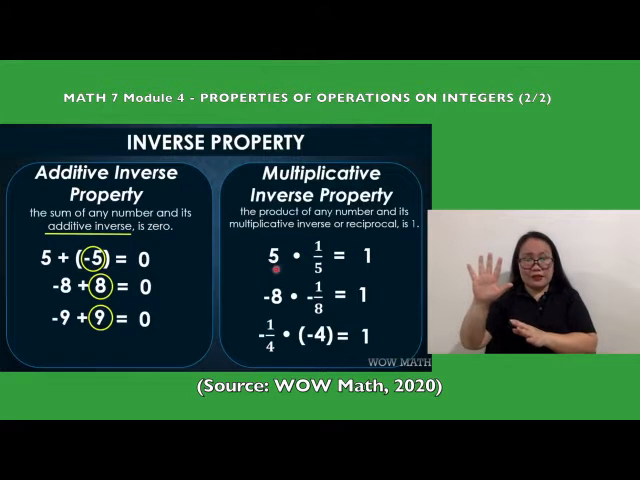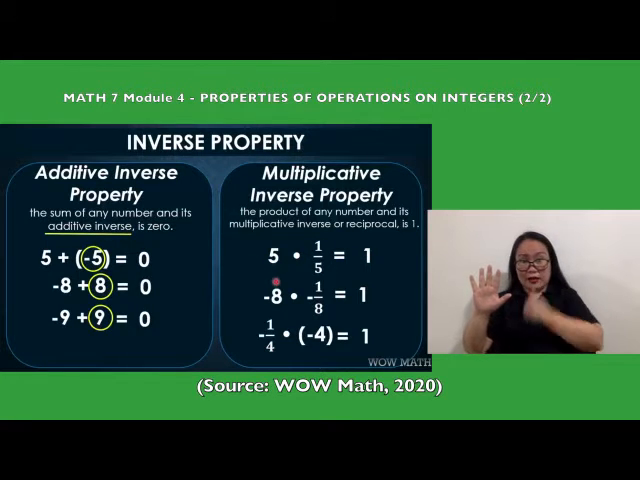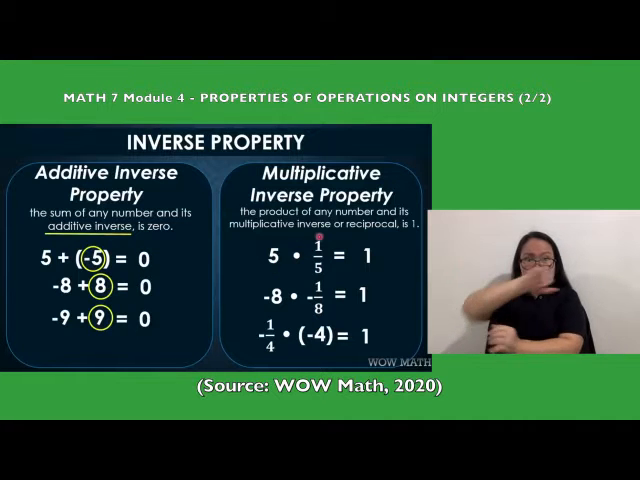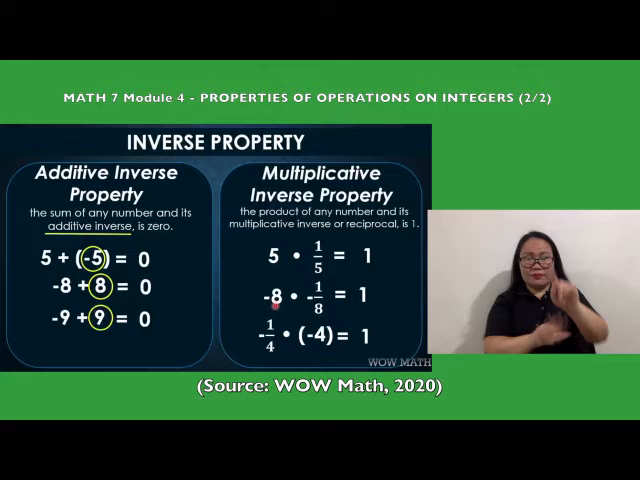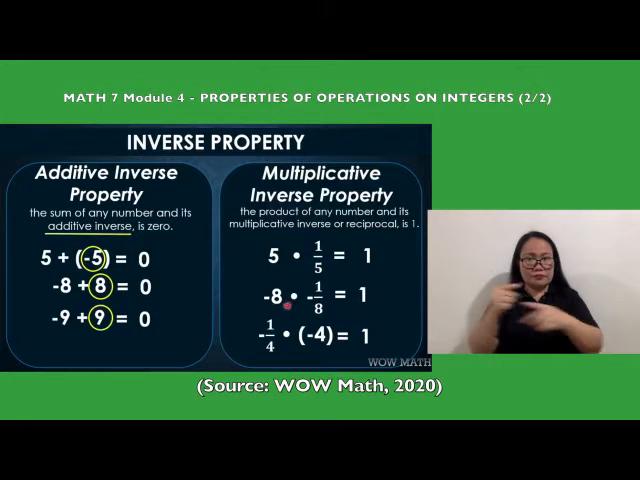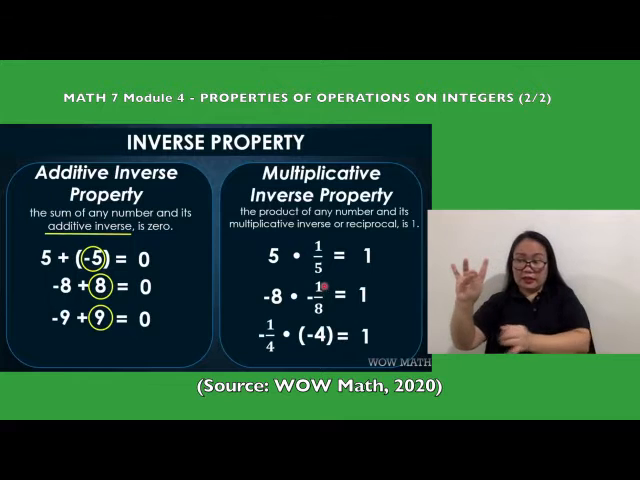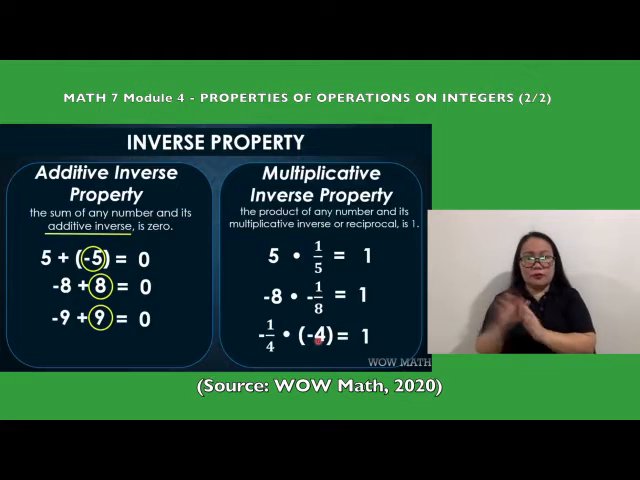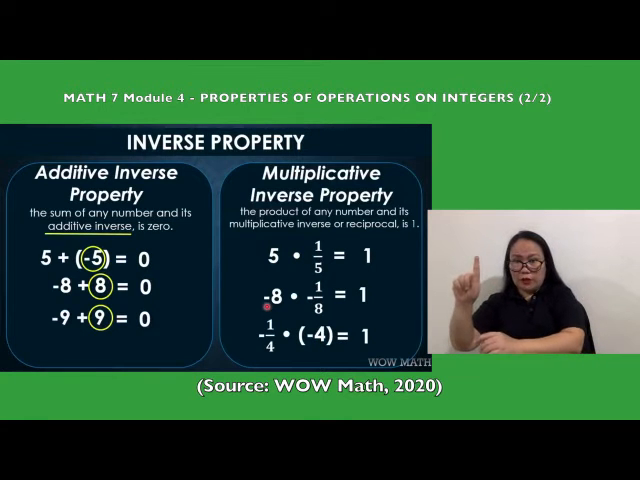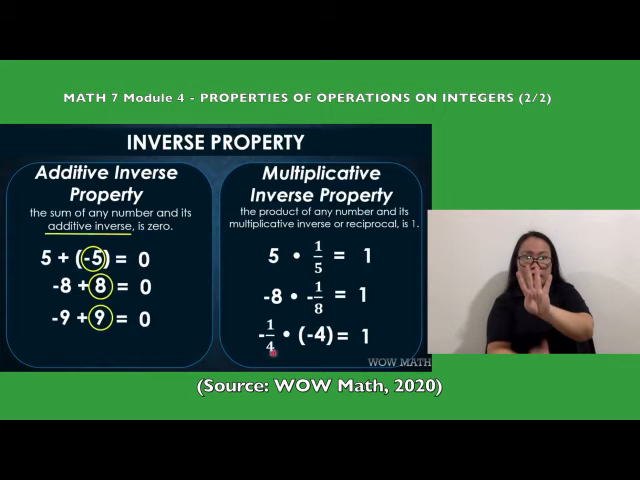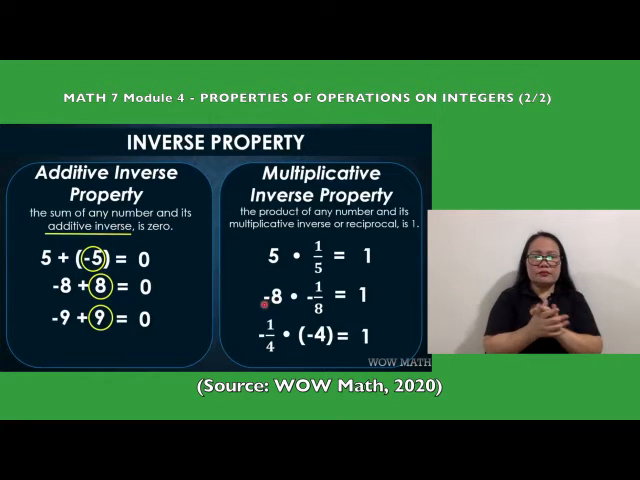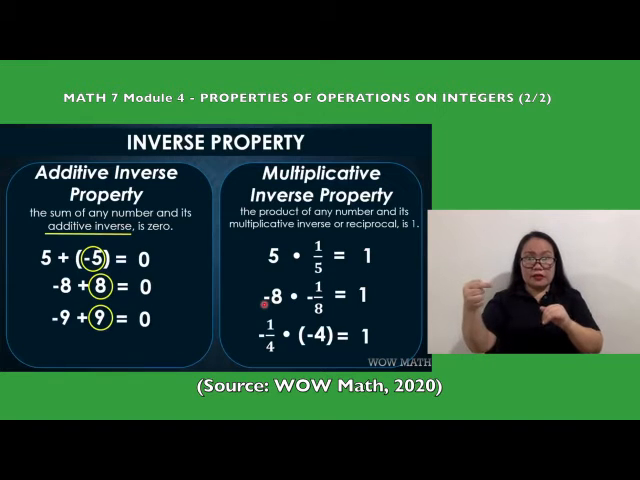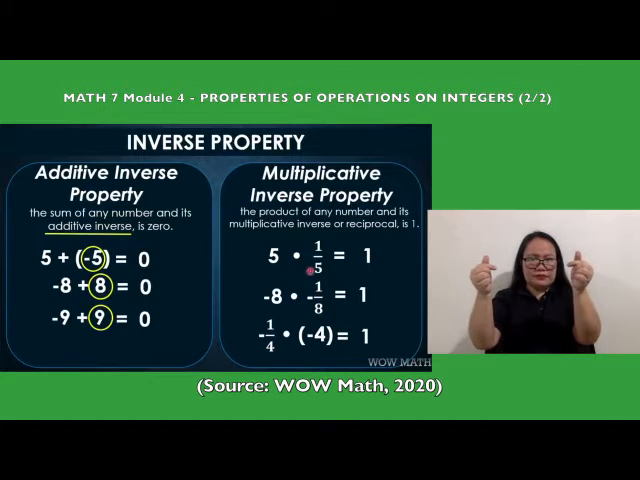Okay, paano ba kinukuha ang reciprocal? Okay, we all know that 5 is equivalent to 5 over 1. So, 5 over 1, the reciprocal is 1 over 5 or 1/5. Negative 8, that is equivalent to negative 8 over 1. So, ang reciprocal niya is negative 1 over 8. And 1/4, the reciprocal is 4. Okay, now take note. If the given number is negative, the reciprocal or yung multiplicative inverse natin should also be negative. Tatandaan yan. Kung positive naman, the reciprocal should also be positive.